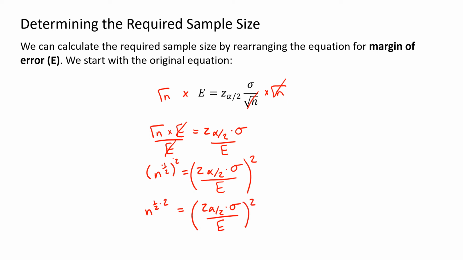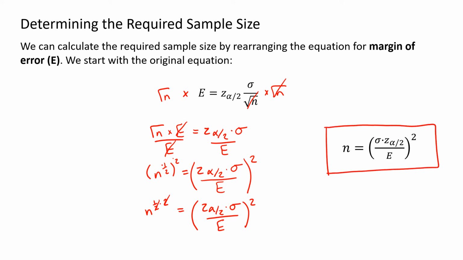Now 1/2 times 2 is 1, so these will cancel each other. And what we're left with is our final formula, which is n is equal to our z-score times sigma divided by our error, all squared. And you're going to see that as you try to reduce your error, you need more samples to reduce it. Remember, as we increased the number of samples, our error went down. Okay, so let's look at one example where we actually use this rearranged version of the formula.